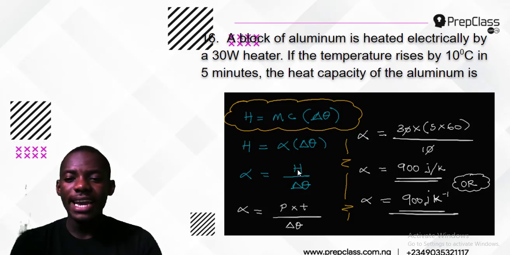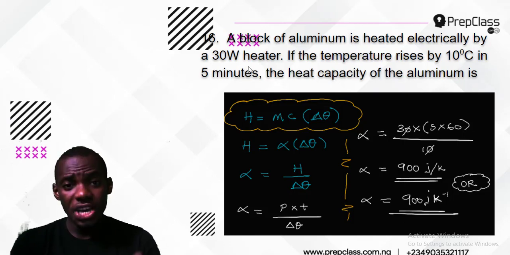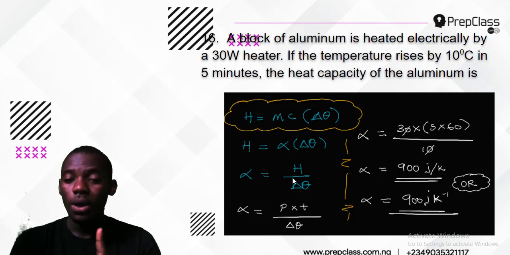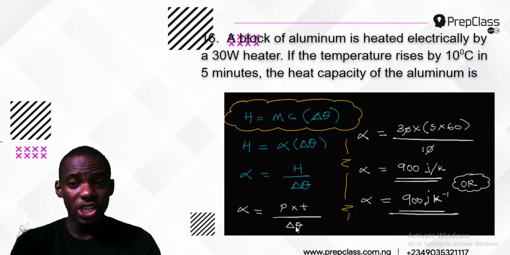So now, what's my heat? In this question, we don't have heat, but we have power. You must also know that electric heat or electric energy is power times time. That is another thing to know. Electric energy is power times time. Now heat capacity is therefore, instead of heat, power times time over change in temperature.